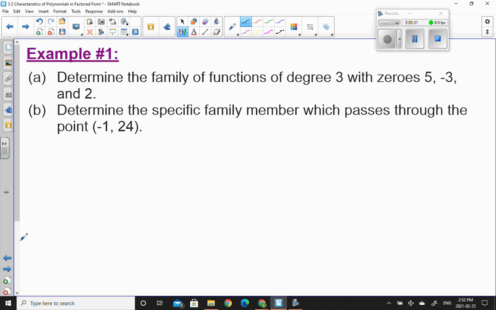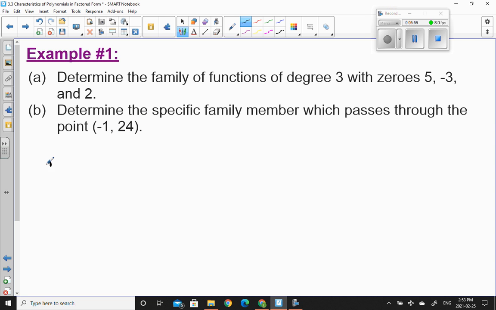Let's try an example. Determine the family of functions with a degree of 3 and with zeros 5, -3, and 2, and determine the specific family member which passes through the point -1, 24. So when you say family of functions, it means just give me the function, what it could look like without giving me the a value. And then tell me the a value by, if I gave you a point like this in part B, can you tell me the exact function?